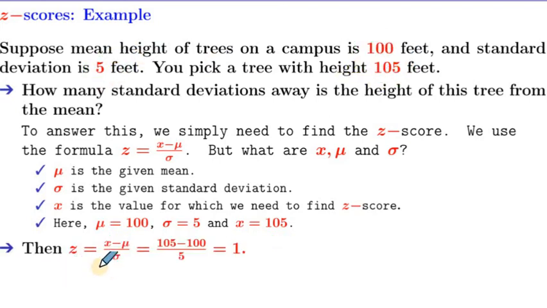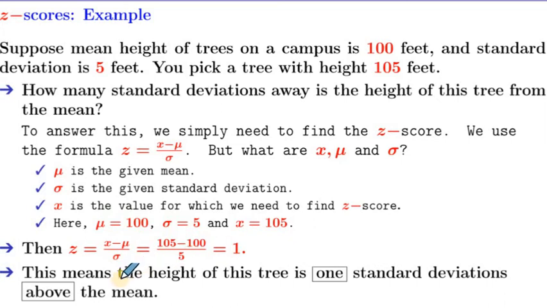Then we just need to put these numbers into our formula, which is here. Our x is 105, our mu is 100, and our sigma is 5. So that's what we have here. When we do this math, we get 1. So this means the height of this tree is 1 standard deviation above the mean.